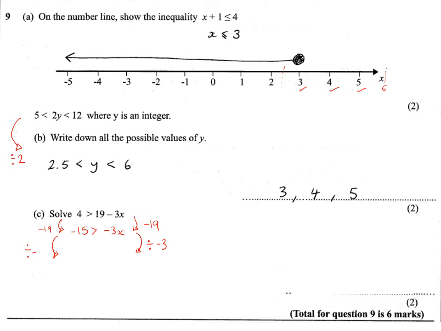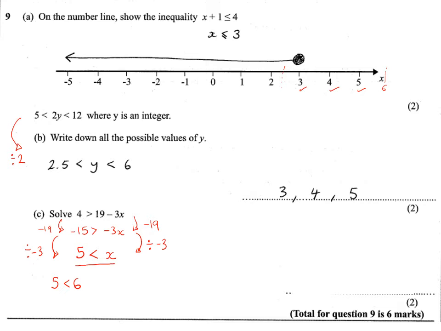I'll show you why. If I divide by negative 3, negative 15 divided by negative 3 is positive 5. And then negative 3x divided by negative 3 is just x. And I must reverse that sign because if you think 5, for example, is less than 6, well, I can add a number and that will still hold true. I can multiply by 2 and it was 10 is less than 12. It all still holds true.